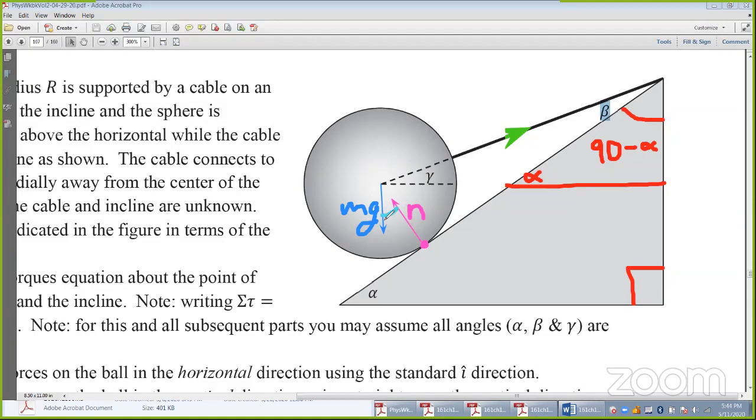What is that angle? Well, let's see if we could figure it out. I do know this. You can see it's all geometry. If that is alpha, this should be 90 minus alpha, which means this is alpha, which means this is alpha.